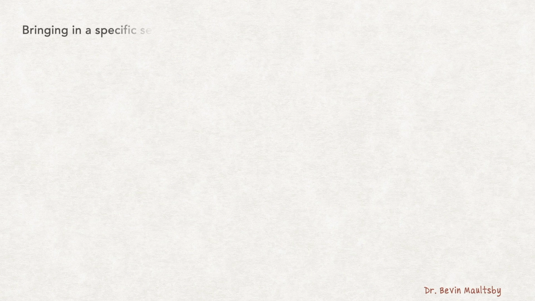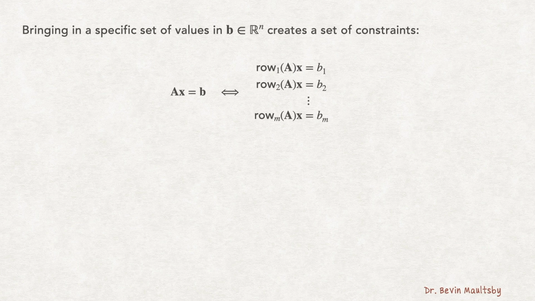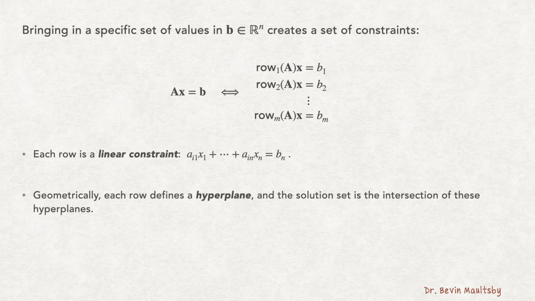Then when we bring in the right-hand side b, we create a system of equations, but you could call that a set of constraints. These are called constraints because they restrict the possible values in the solution set x. The vector x must satisfy each of these equations in order to be considered a solution. So to summarize, each row is what you could call a linear constraint.